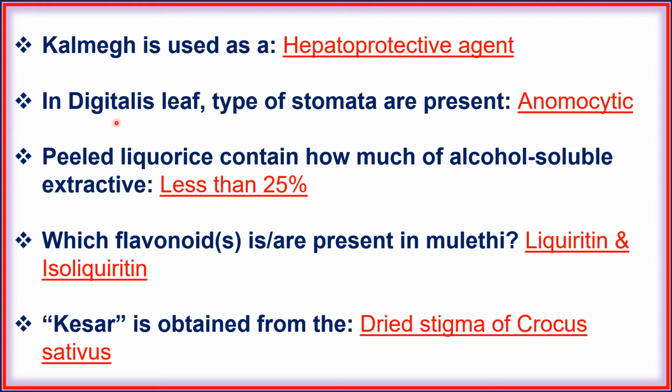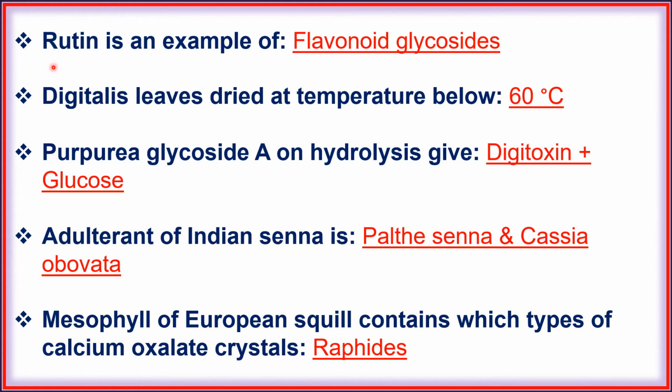Next, in Digitalis leaves, type of stomata present, that is anomocytic. Next, peeled licorice contains how much of alcohol soluble extractives, that is less than 25%. Next, which flavonoids are present in mulethi, that is liquiritin and isoliquiritin. Next, saffron is obtained from the dried stigma of Crocus sativus. Next, rutin is an example of flavonoid glycoside.